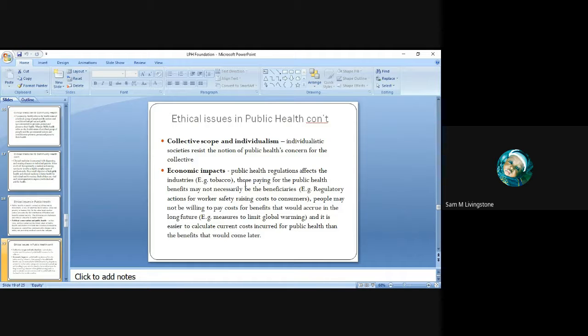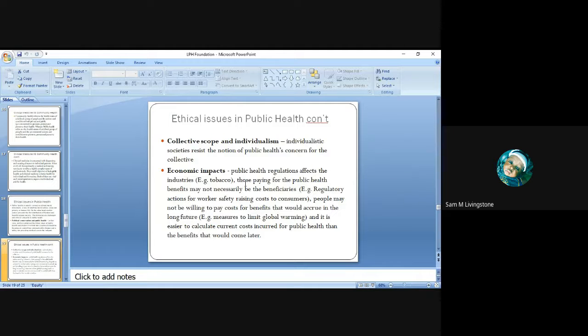The economic impact. Public health regulation can close companies, create laying off of some workers, the economic burden, close business entities and educational centers. I don't need to tell you more about this. Many of you were in school around the world. You saw this. Those paying for public health benefit may not necessarily be the beneficiary.